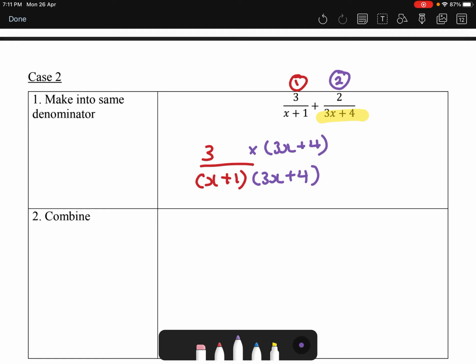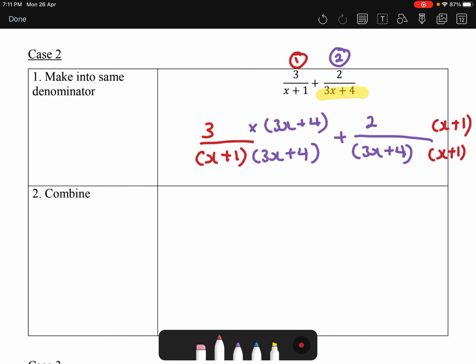Okay, you look at the second term. I'll just add a plus here. The second term is 2 over 3x plus 4, right? You multiply this second term with the denominator of your first term, which is x plus 1. So 2 over 3x plus 4. So you multiply with x plus 1 on the bottom and on the top. Then you simplify.